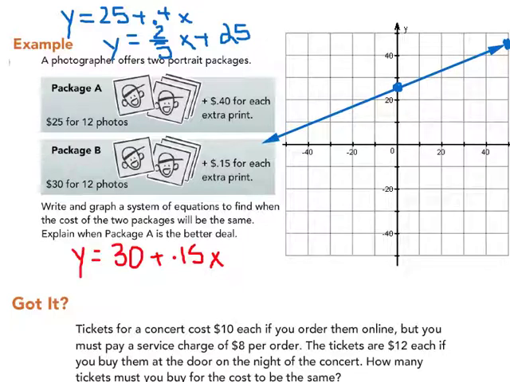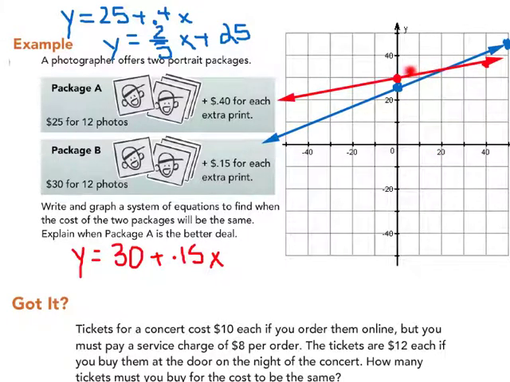So I'm going to plot that point. So 40, 36 is going to be right about there. And then my y-intercept is 30, so that's easy to identify right there. And I'm going to connect the dots. So it appears that the intersection is right about there. So I'm going to follow that down. It looks to be about 20.